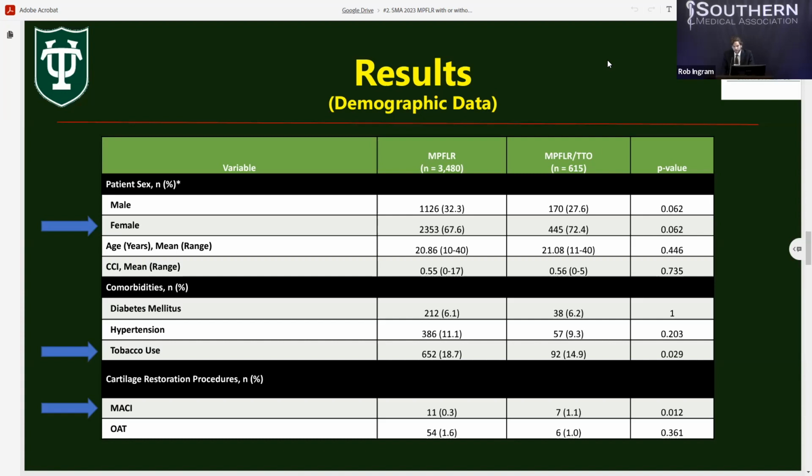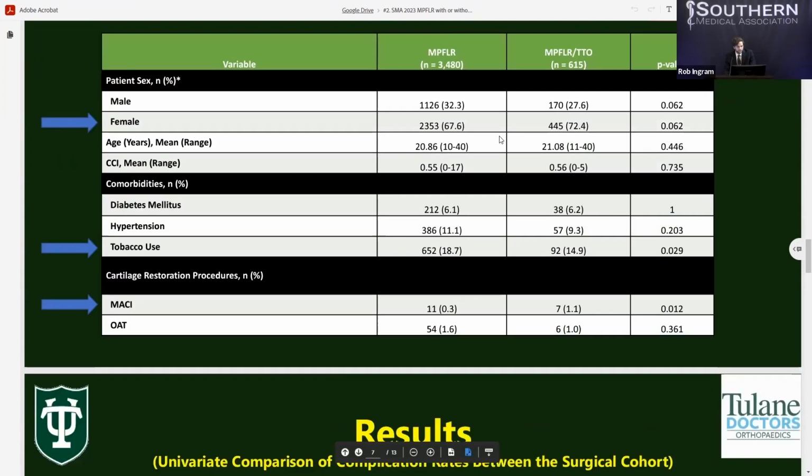Our data also did show a higher percentage of females in the MPFL reconstruction with TTO group when compared to the MPFL reconstruction alone cohort. This finding did not reach significance, however.